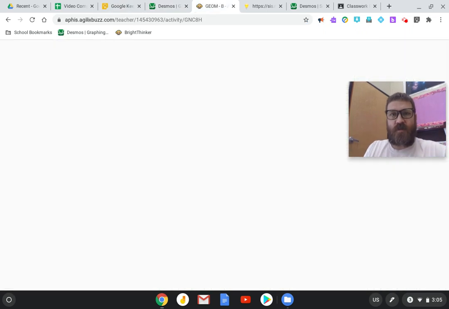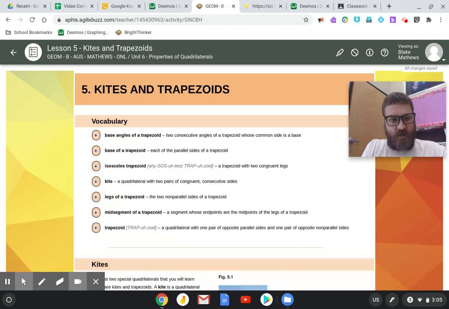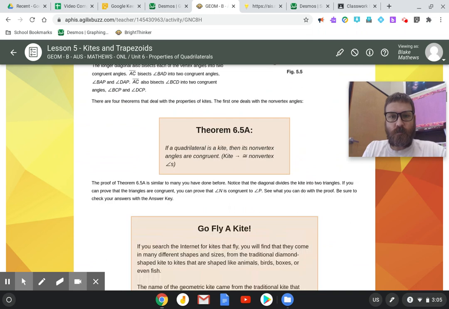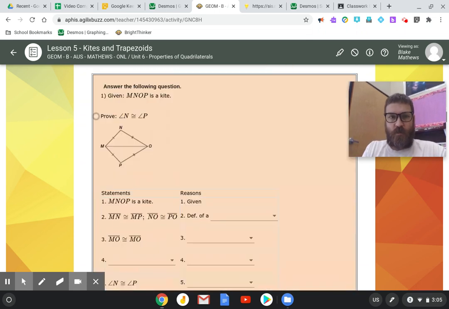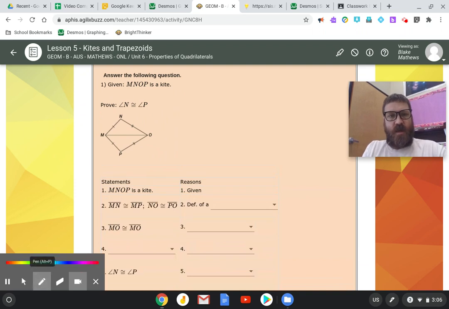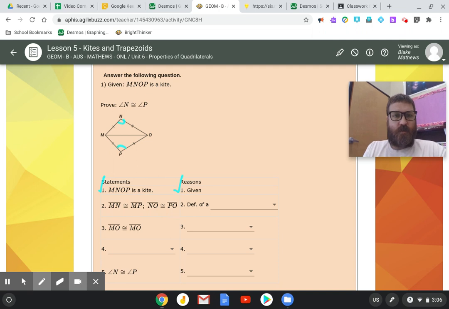So let's jump over to the lesson, and I'm going to do what I've done in the previous lessons, and we're going to go over the proofs. I've just gone over all the material up there. All right, they start us off with kites. First thing they say, MNOP is a kite. Okay, that's our given. So we have our statement and our given for that first thing. And then it wants us to prove that angle N is congruent to angle P. So we're looking at those angles right there. Now, we know that that is a characteristic of kites, but we're going to show how we know that.